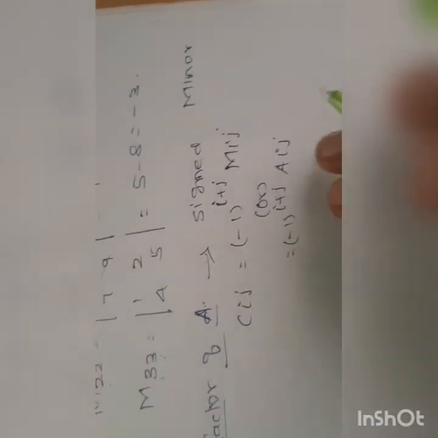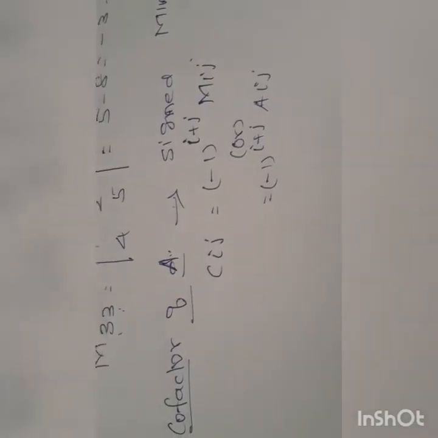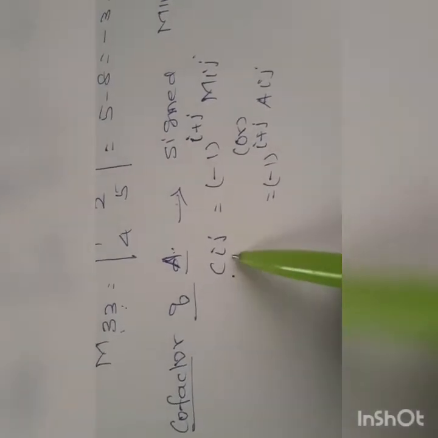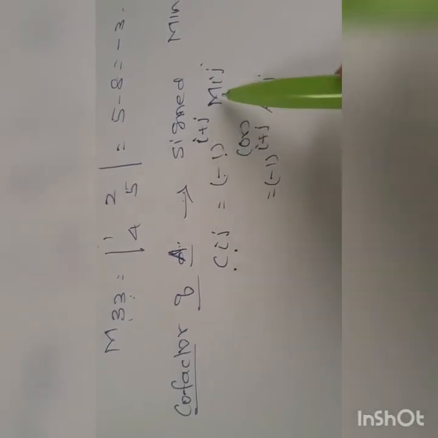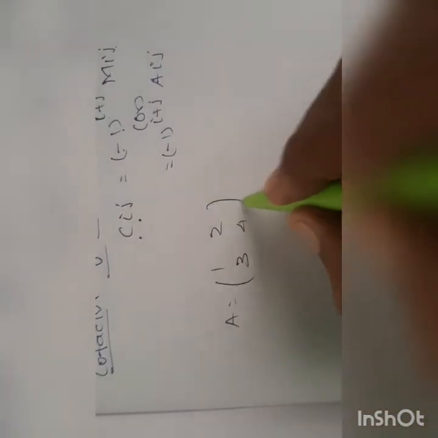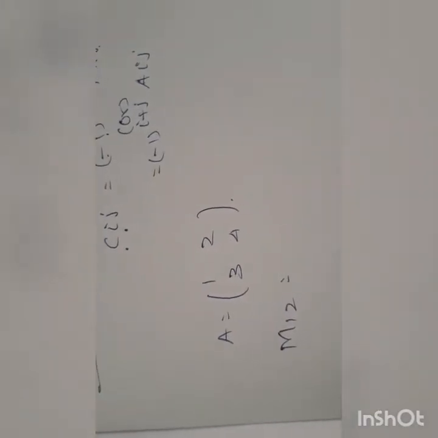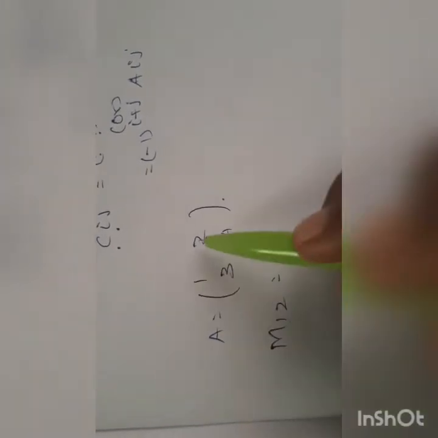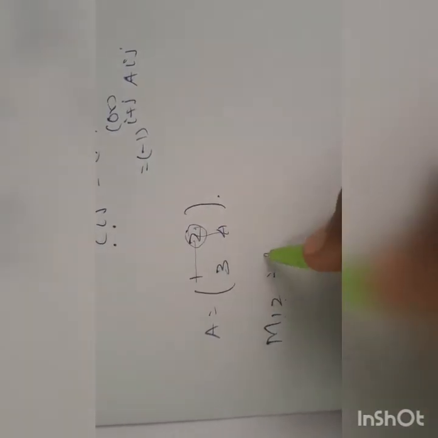So this also we can represent as minor, either Mij or Aij. The cofactor is nothing but the signed minor, (-1)^(i+j) Mij. For example, I have the matrix 1 2 3 4. Now to find M12, I find the minor of 2. First row, second column, so deleting the row and column, we get 3.